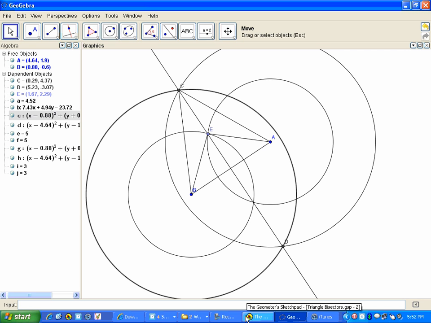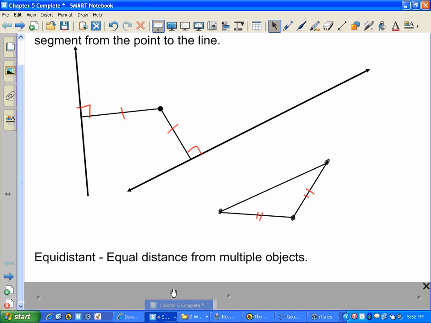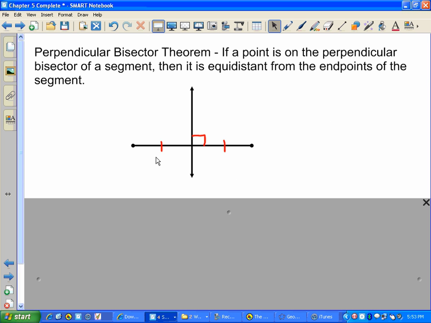And that's our first theorem that we have. So it's a perpendicular bisector theorem. If a point is on the perpendicular bisector of a segment, then it's equidistant from the endpoints of the segment. So here's a more simplified picture. I have a segment right here. We'll call it segment PQ. And this is the perpendicular bisector of PQ, because it's perpendicular and it's bisecting it.